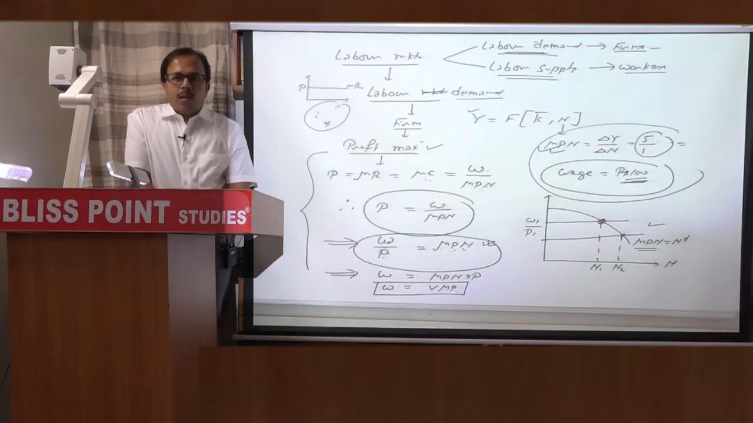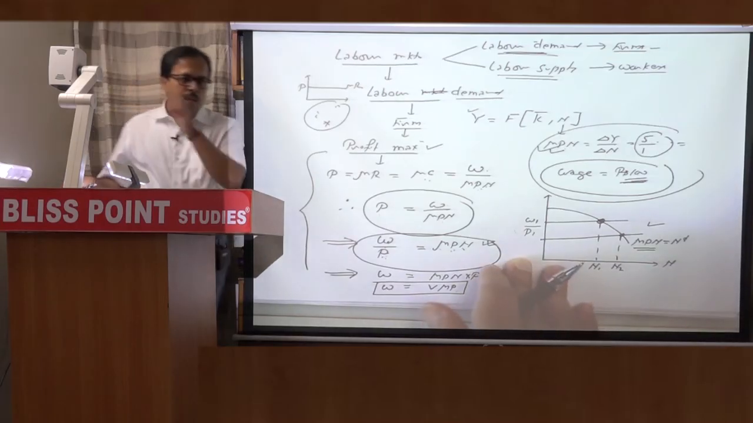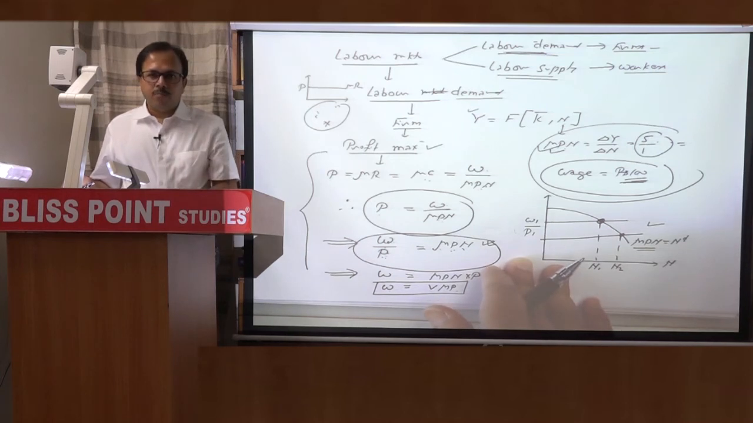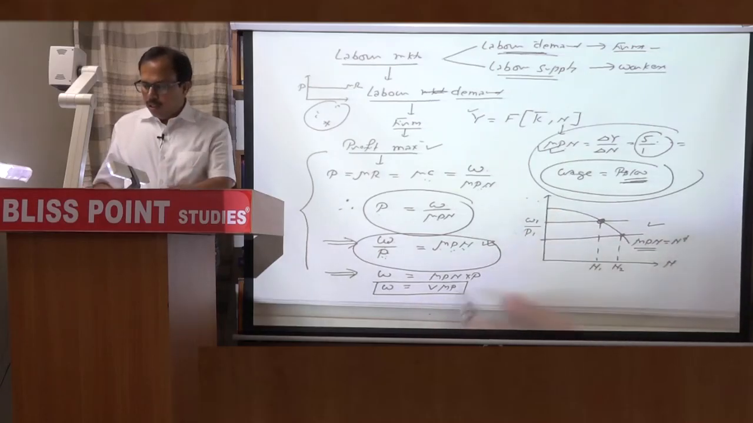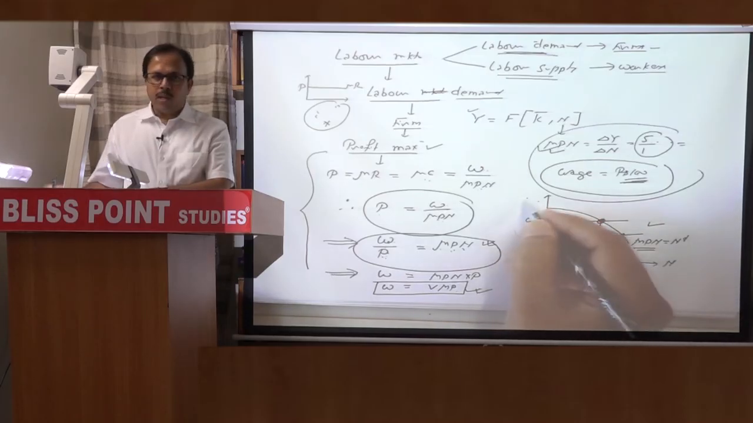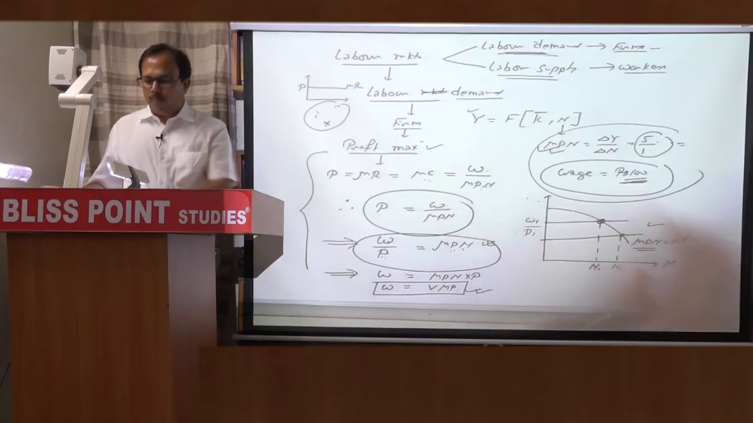So that is why the MPN curve is called the labor demand curve. You know that the labor demand curve is the MPN curve. So when you write W by P on the axis, then show it as MPN. When you write only nominal wage, then write it as VMP. Clear? It all depends upon what you are writing on the axis. Since it is a real analysis, it is better to write in real form.